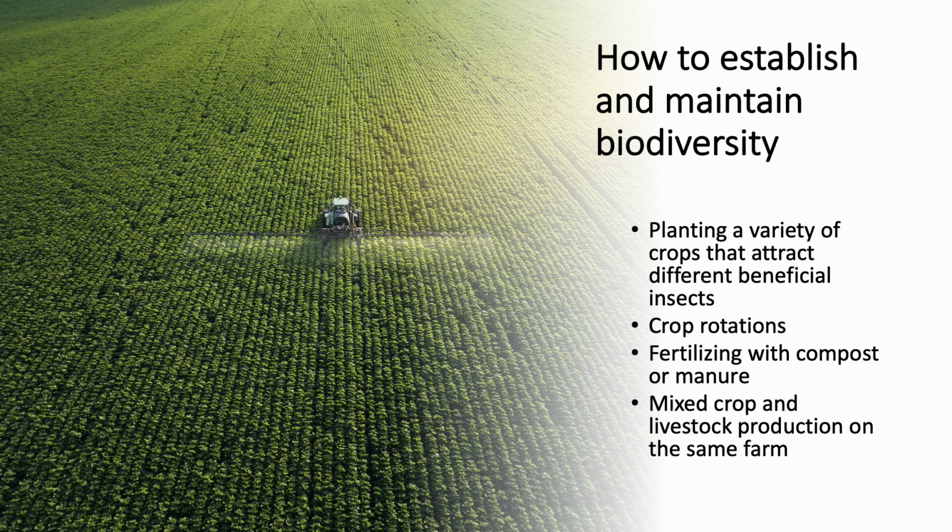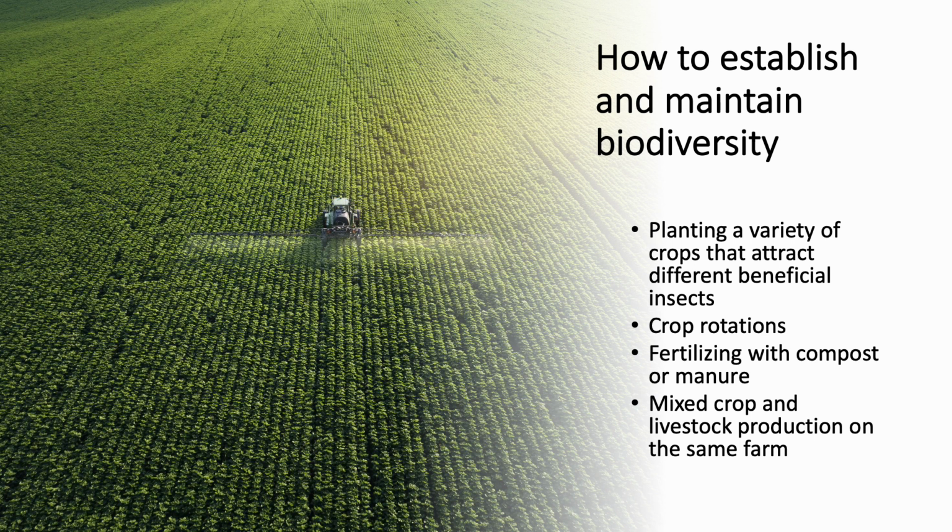So how do we establish and maintain biodiversity? We do that by planting a variety of crops that attract different beneficial insects. We also make sure to do crop rotations. So by doing crop rotations, and another one by mixing crop and livestock production on the same farm, instead of stripping the nutrients out of the soil, we're actually adding new nutrients back into the soil with each season, and then we're also strengthening that soil so that if we do have pests and insects, they don't bother the soil as much because it's become so nutrient rich.